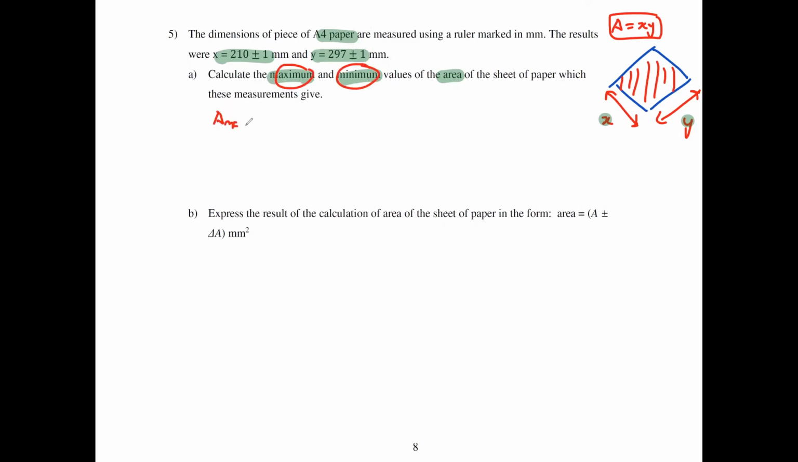A max will be equals to the product of x max times y max, which would then be equals to 211 times 298, giving us 62,878. Whereas A minimum, the minimum area, would be the product of x min times y min, which would give us 209 times 296, giving us 61,864.